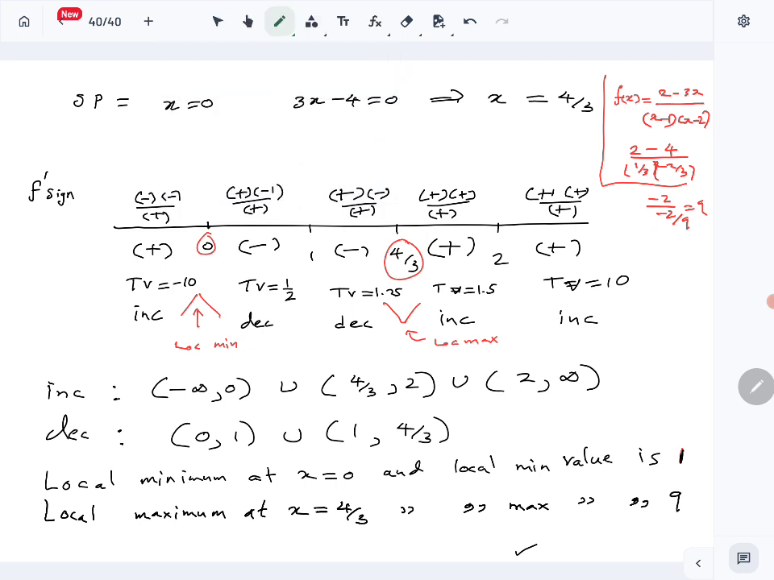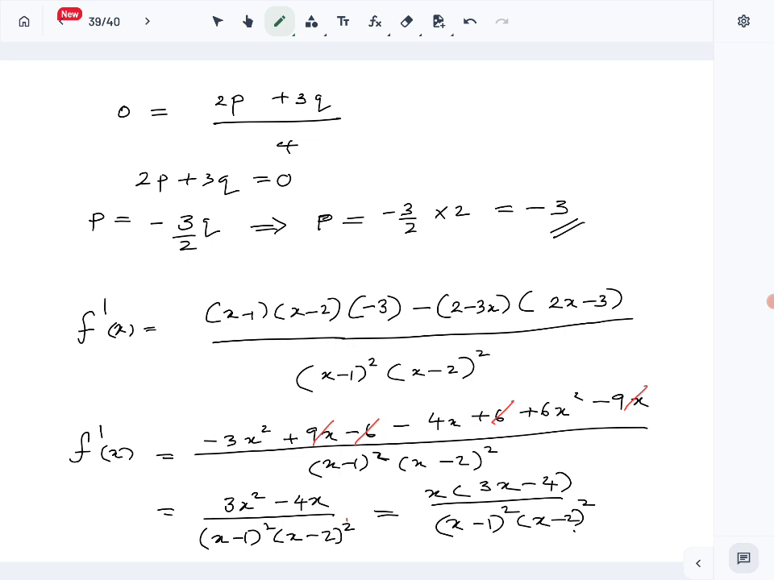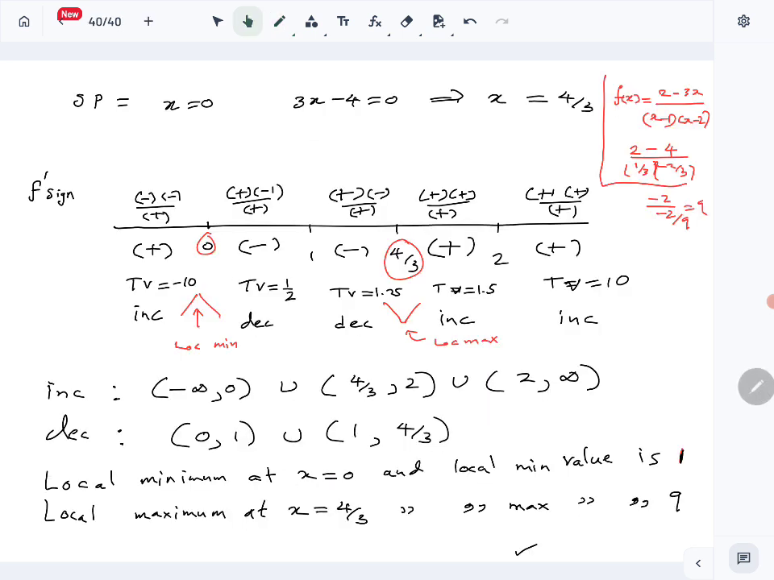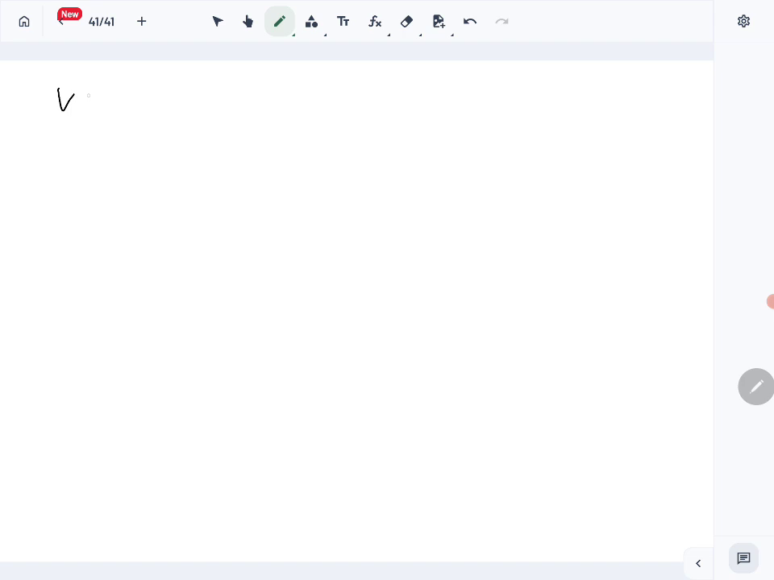Right. So we have found the turning points, and then asymptotes also we need to find. So asymptotes, look at the function. The vertical asymptotes are the points where you can find them by looking at the factors on the denominator. So one is x equals 1 and the other one is x equals 2. So vertical asymptotes are x equals 1, x equals 2.